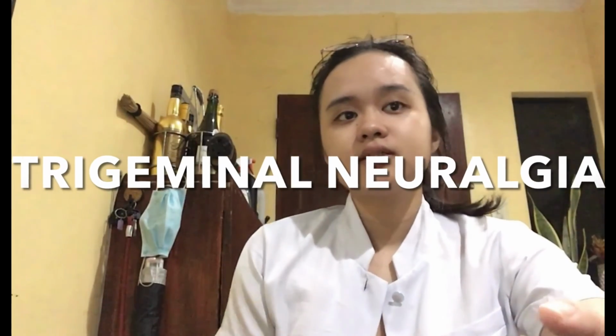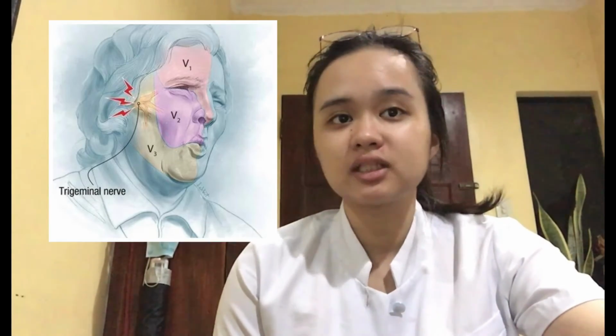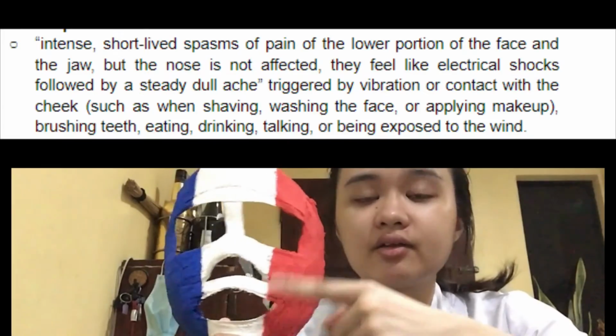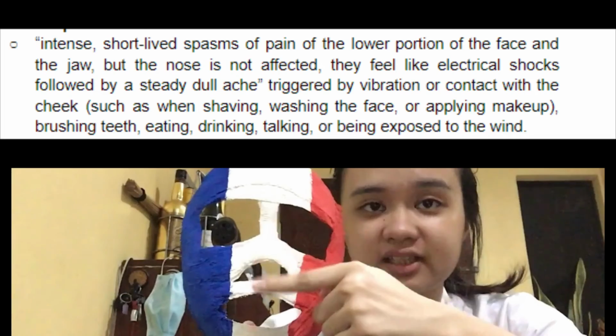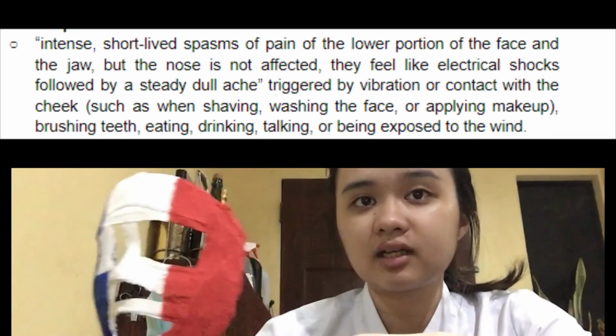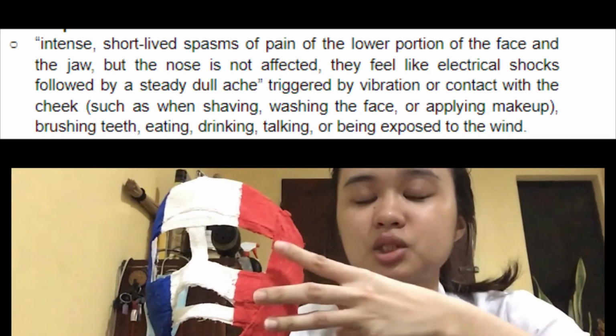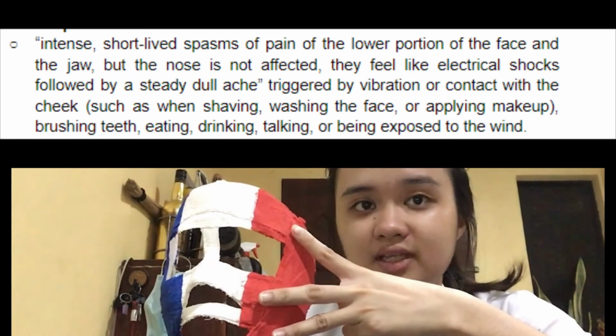Trigeminal neuralgia, also known as tic douloureux by Nicholas Andre, Fothergill's disease by John Fothergill, or suicide disease. It's usually characterized by intense, short-lived spasms of pain of the lower portion of the face, such as the jaw and the cheek, the nose is not affected, but they feel like electrical shocks followed by a steady dull ache on the trigeminally innervated areas of the face.